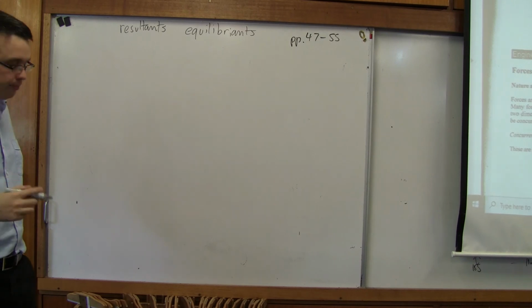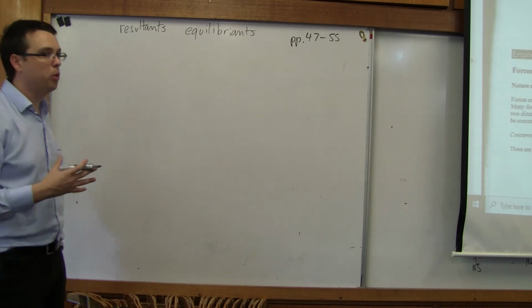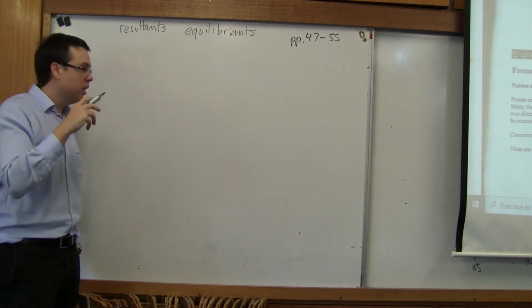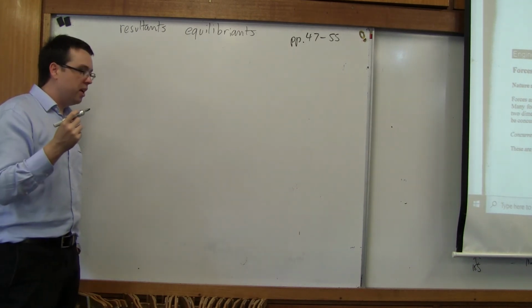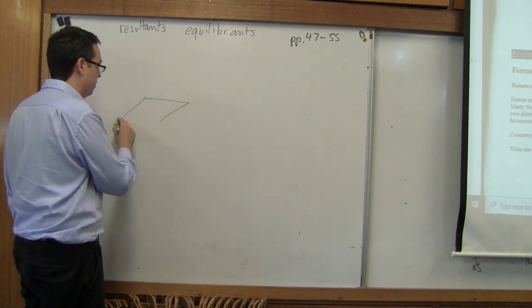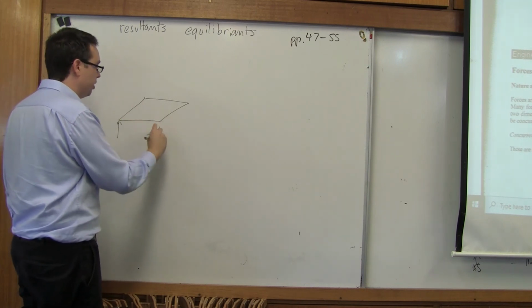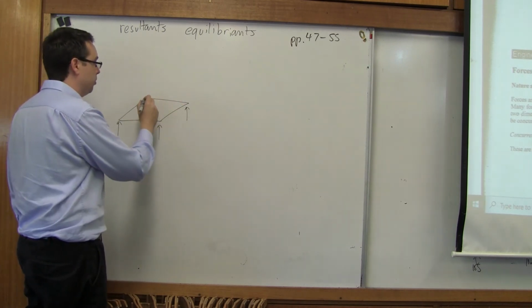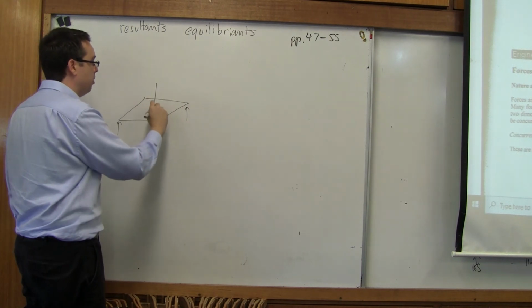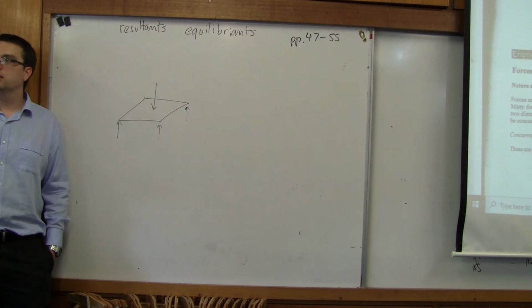So, page 47 in the book talks about concurrent forces and non-concurrent forces. A good example of this is if I stand on a stool, right? I have the force of each of the four legs pushing up the stool, and I have my force. None of these are meeting. None of these forces are meeting.